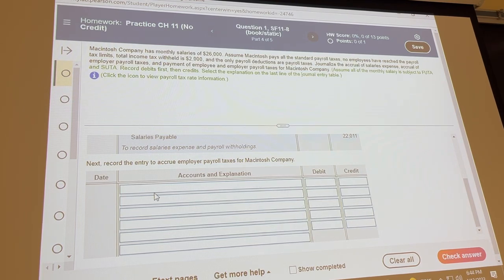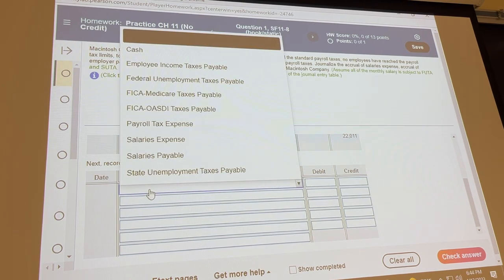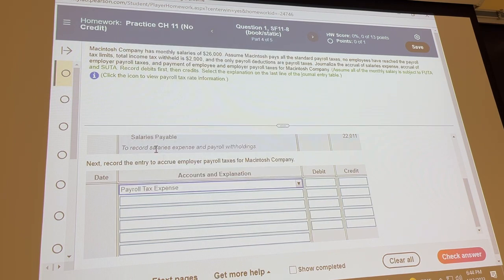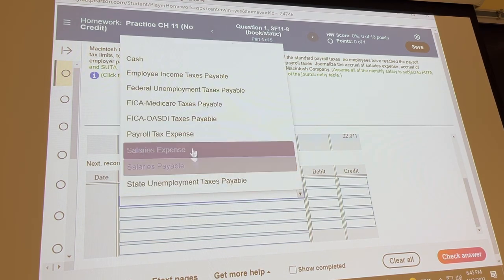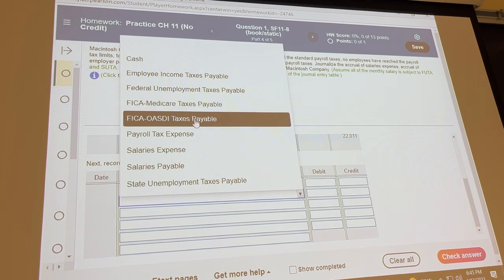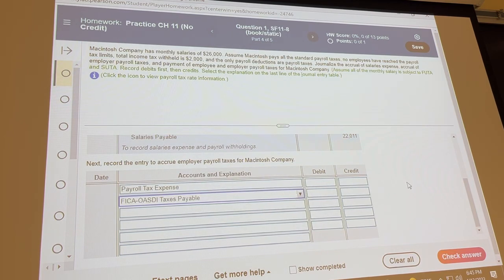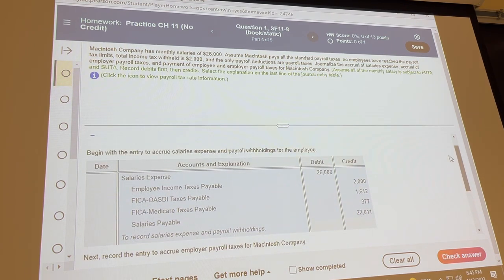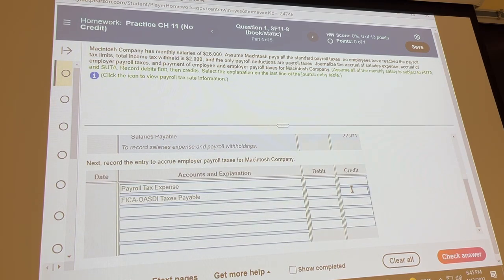Okay, next, record the entry to accrue employer payroll taxes. So we know for this, usually the debit will be to payroll tax expense, and then we'll probably have 4 different accounts that we credit. So first one we'll do would be FICA OASDI payroll taxes payable, and this is easy to calculate because it'll be the same amount as the employee share. So up under the employee share, it was 1,612. So we can also put 1,612 here for the employer.